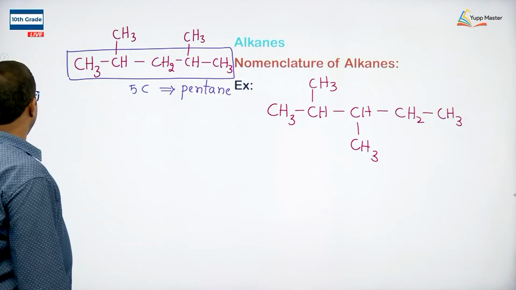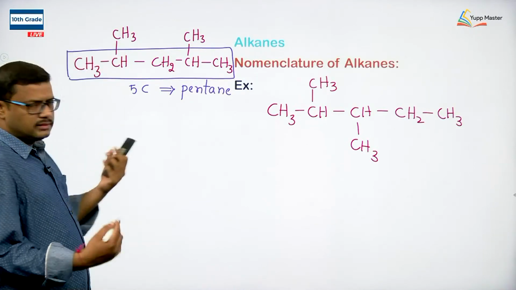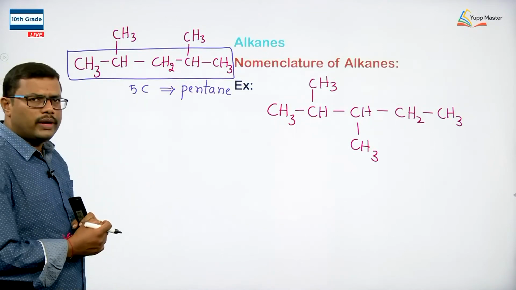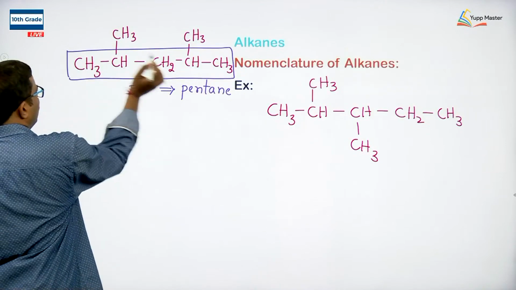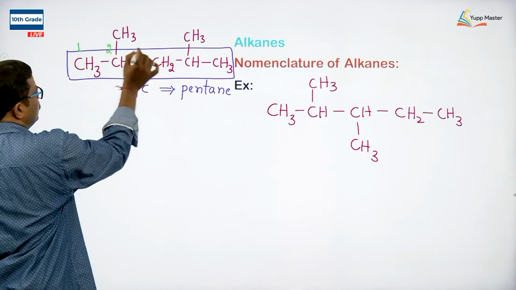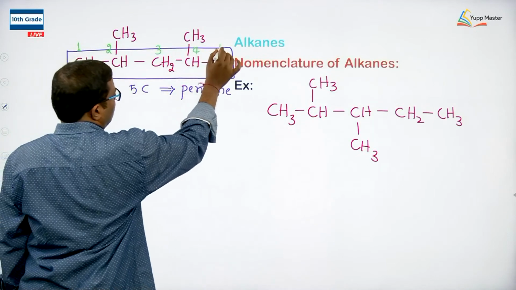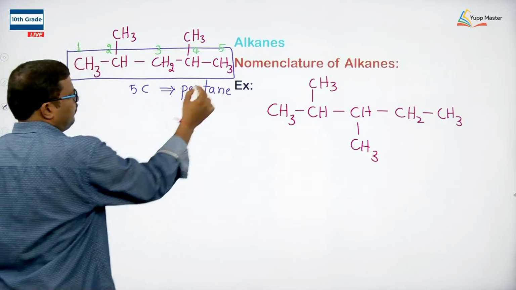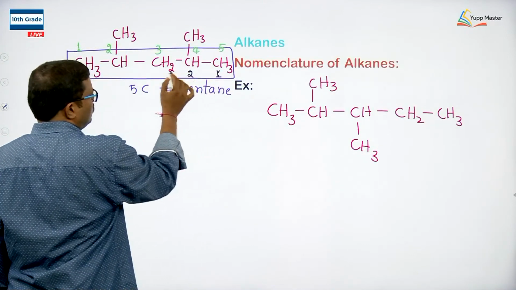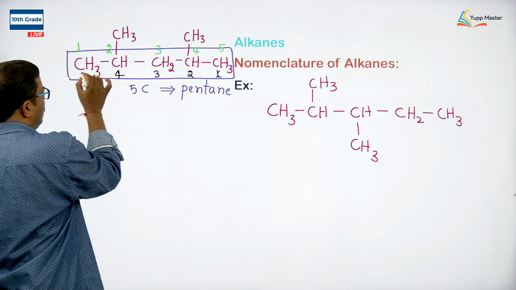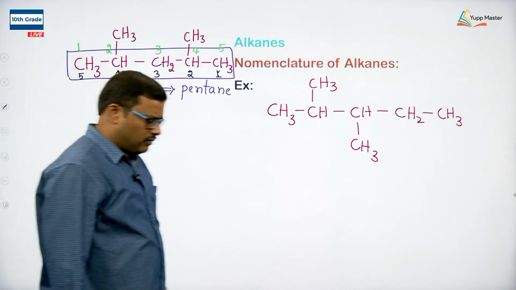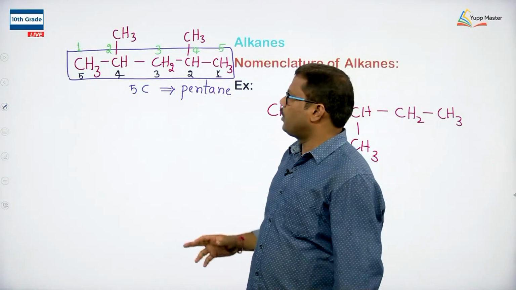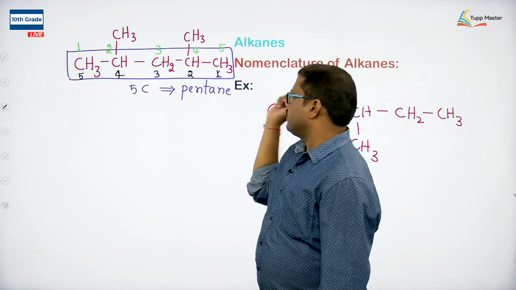Now number the carbon chain from either side. You can go in any direction such that the substituted carbons get the lowest possible numbering. So if I go in this direction, 1, 2, 3, 4 and 5. If I come the other way around, in the reverse direction, this will be 1, this will be 2, this is 3, this is 4, this is 5. So I have numbered the longest continuous carbon chain in the given compound according to the given concept.